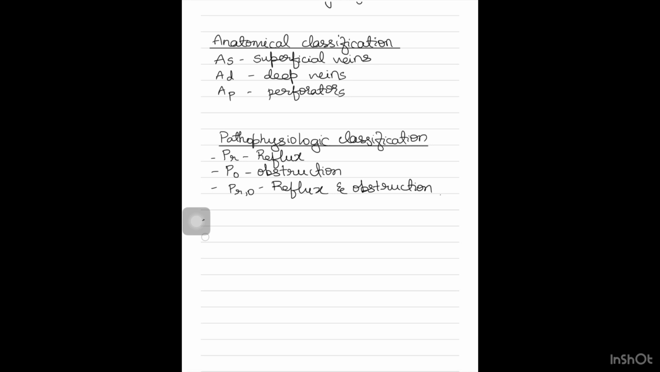Pathophysiological classification. What is the pathogenesis of the development of varicose veins? It could be because of the reflux, the damage to the valves, or it could be because of obstruction, that is the thrombosis. So PR stands for reflux and PO stands for obstruction. PRO is reflux and obstruction.